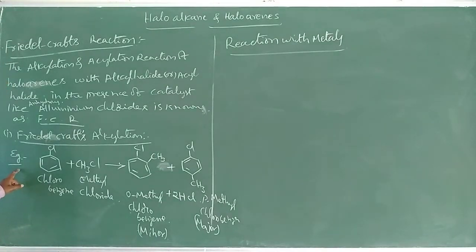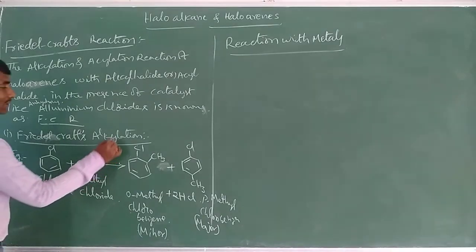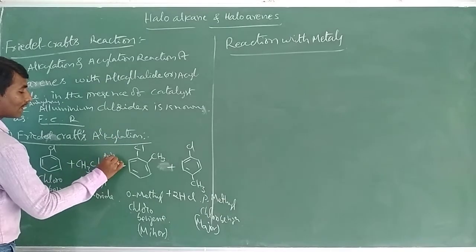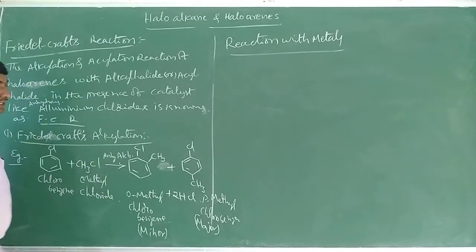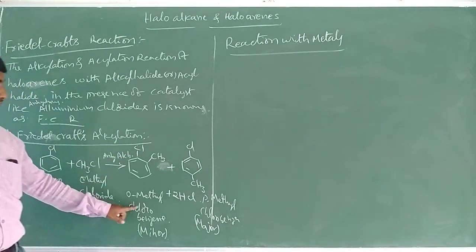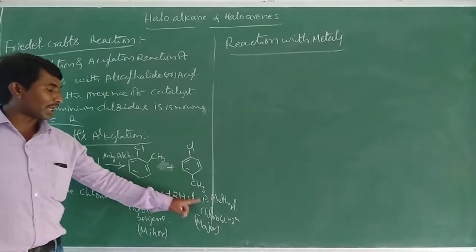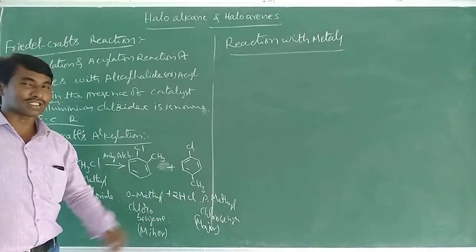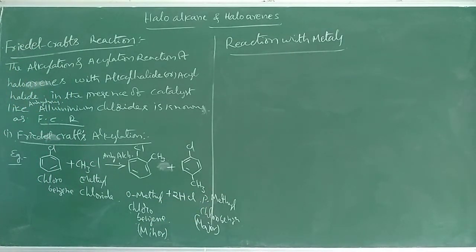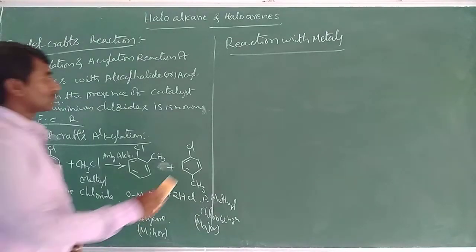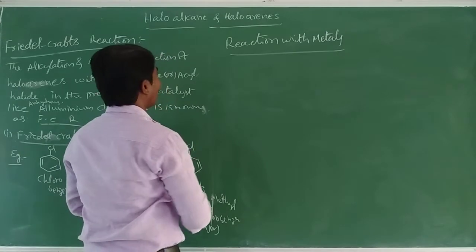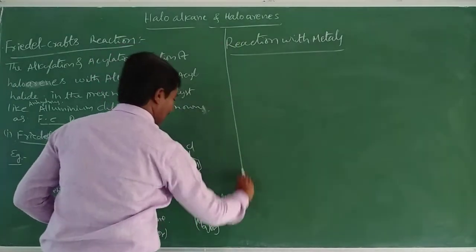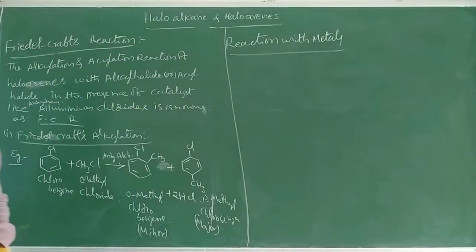So this is Friedel-Crafts alkylation, in the presence of anhydrous AlCl3. That gives ortho methyl chlorobenzene and para methyl chlorobenzene plus 2HCl. Then that is the alkylation.